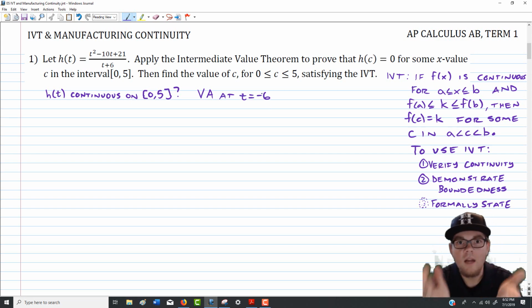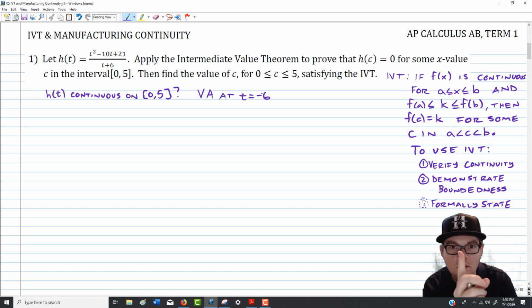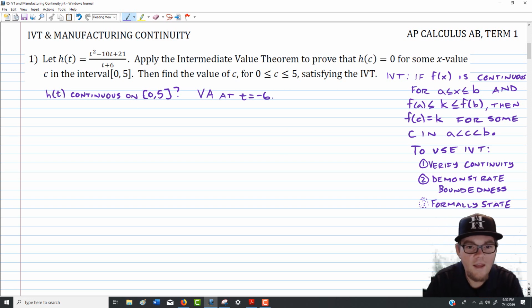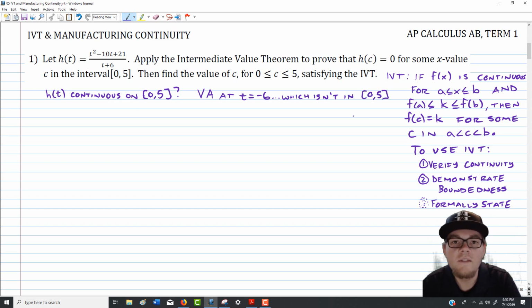So, gasp! It's not going to work. We can't use the intermediate value theorem because there's a vertical asymptote. Not so fast, my friends. Because that vertical asymptote is at -6. And, suspense ellipses here for a second, that's not in the interval that we're interested in. So in a sense, there's a problem, but it's someone else's problem. It's just not an issue here.